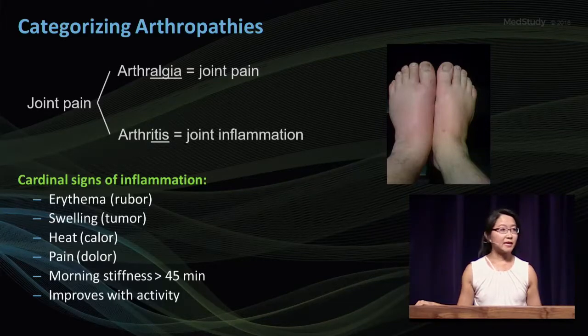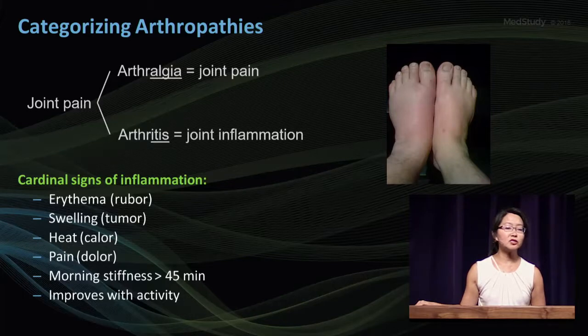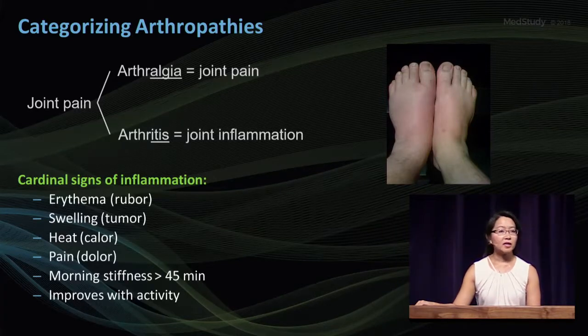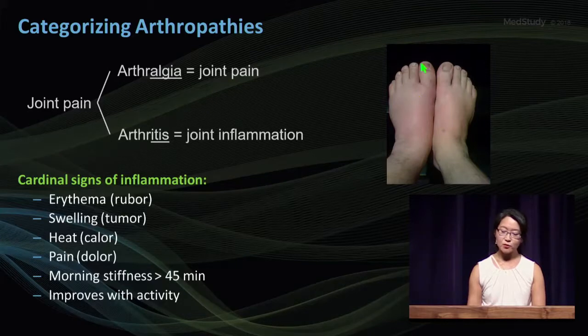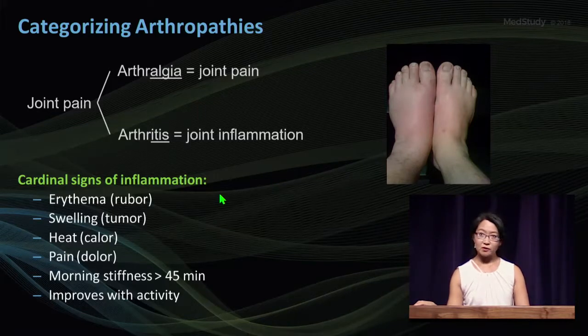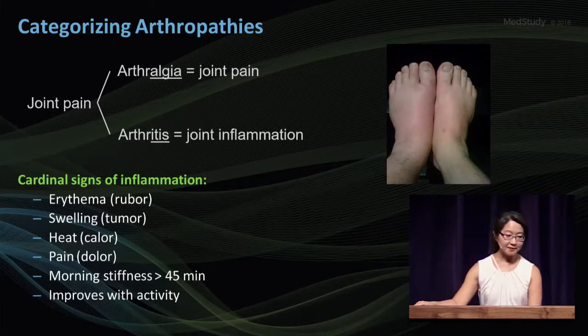So just to give you the basics, joint pain, if it's purely just pain, is called arthralgia. And if there's inflammation, it's arthritis. Now when the boards give you a question, they will not say, this child has arthritis. They're going to say, this child has rubor or erythema, swelling, heat, and pain in the left ankle. So the cardinal signs of inflammation are rubor, tumor, calor, and dolor, what you learn in medical school, right?